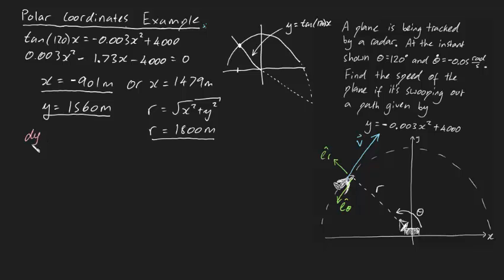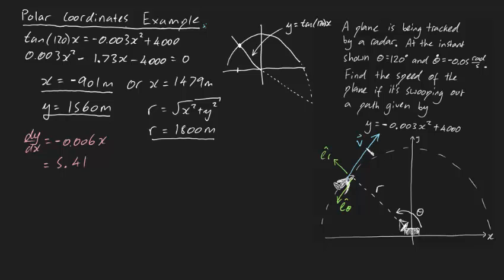We know that dy/dx is going to be equal to minus 0.006 x, right? When you bring the 2 down here, x, and this constant goes to 0. So dy/dx is going to be equal to this, so we can solve for our gradient at our point just here, which, when you plug in minus 901, is going to be 5.41.